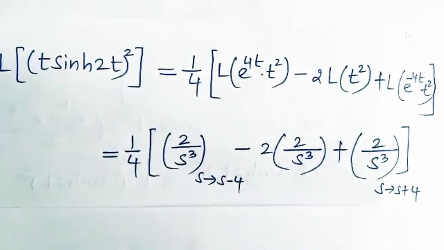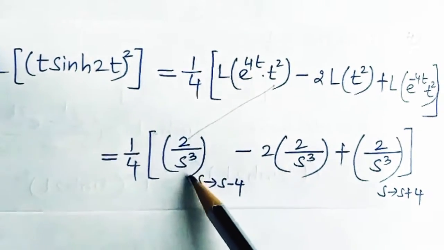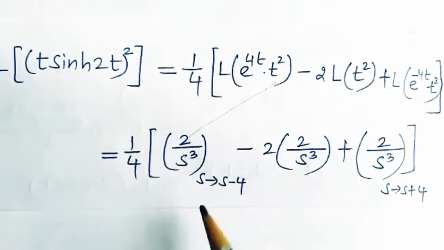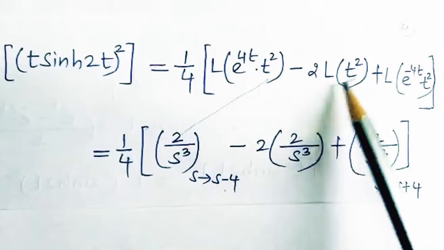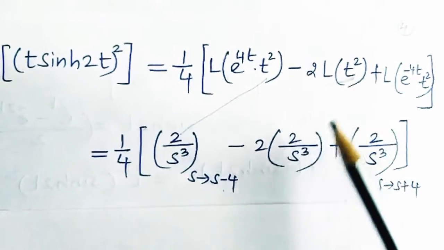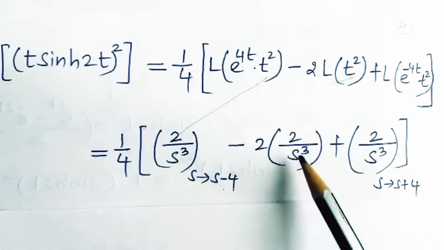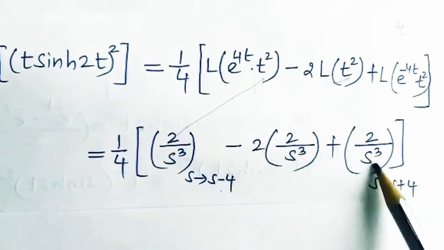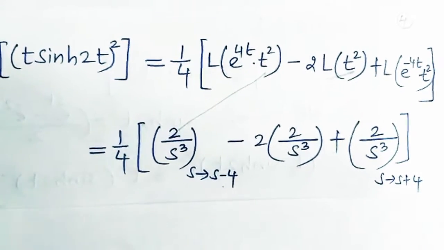The first one, Laplace of t square. What is Laplace of t square? Which is 2 divided by s raised to 3. And since accordingly the t coefficient is 4, s to be replaced by s minus 4. And then the middle term, as I said, we should be alert. Laplace of t square is just 2 divided by s cube. No change in s because we are not applying FST. Whereas in the third term, 2 divided by s cube, the coefficient is minus 4, so s changes to s plus 4.